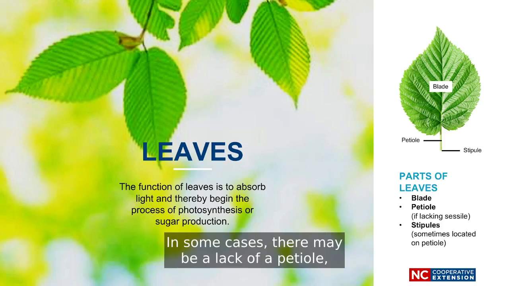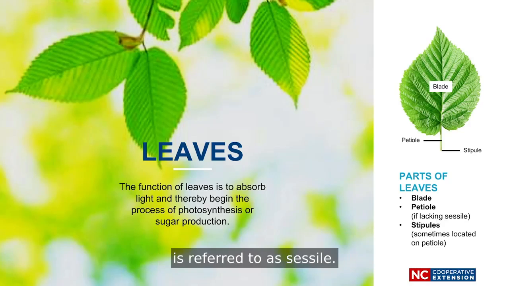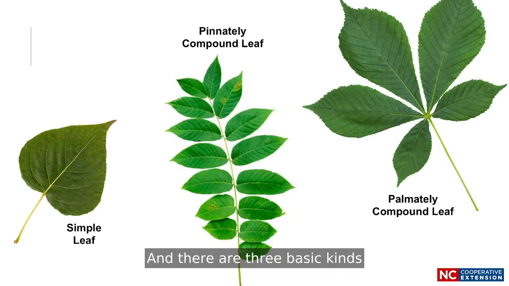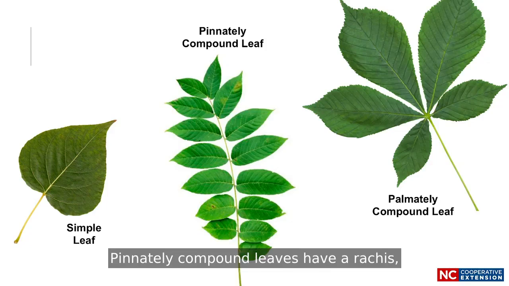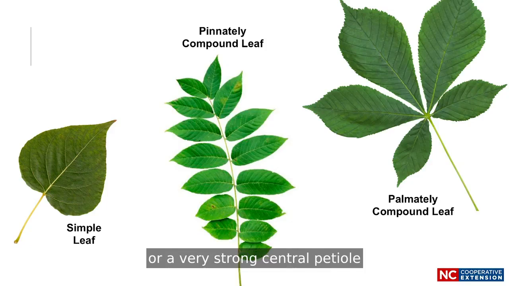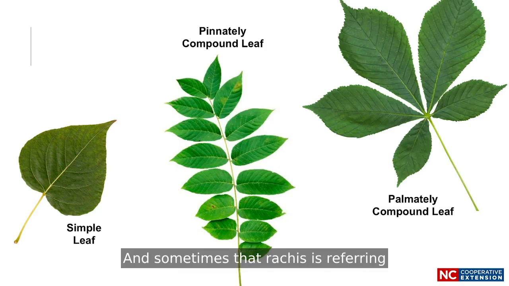In some cases there may be a lack of a petiole, in which case that particular leaf arrangement is referred to as sessile. There are three basic kinds of leaf arrangements. Simple: a simple leaf has a blade and a defined petiole. Pinnately compound leaves have a rachis, or a very strong central petiole which connects little leaflets to that system.